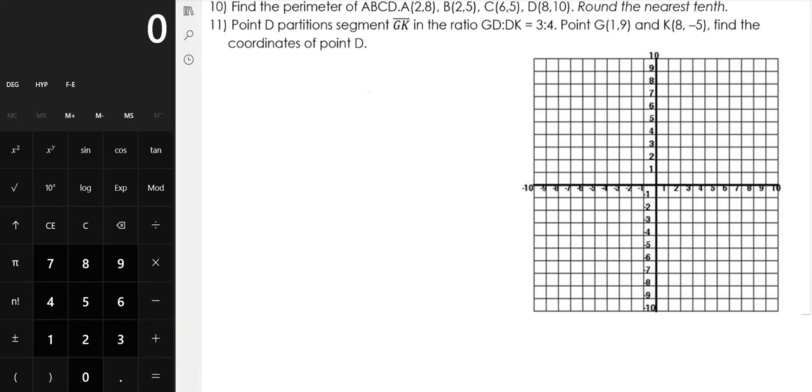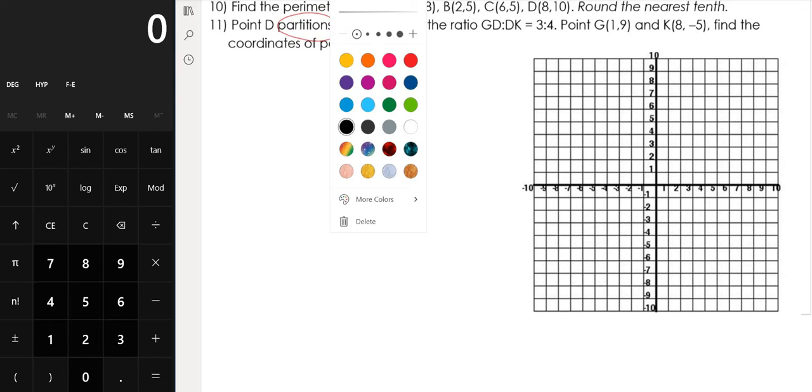Okay, let's go through the question piece by piece. Point D partitions. This word partitions means it divides. It divides the line segment called GK according to a certain ratio. Let's get a visual going, a quick sketch. It's not going to be accurate, but it's going to give us an opportunity to put down all the important information.